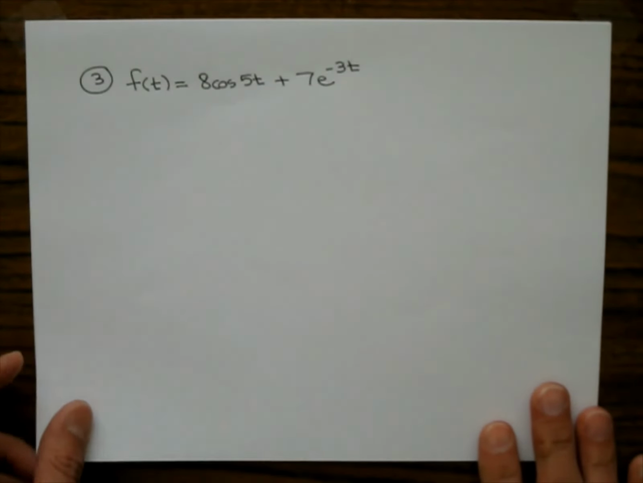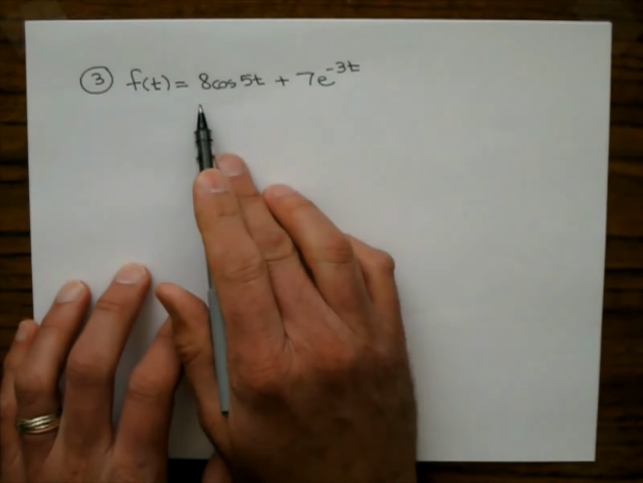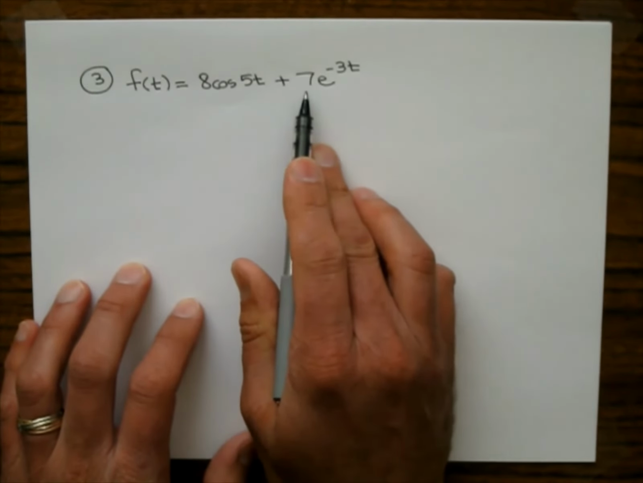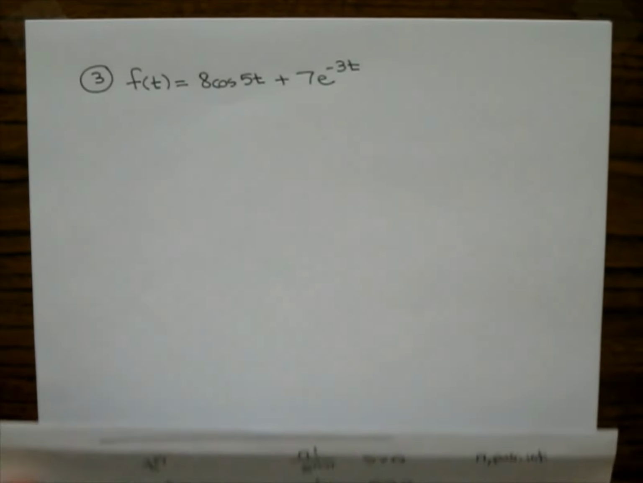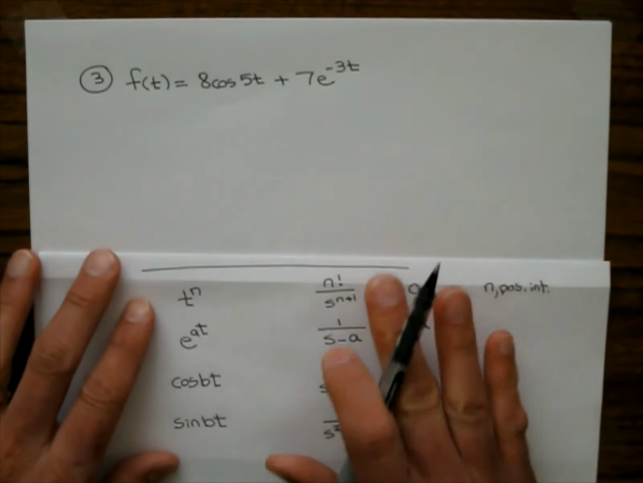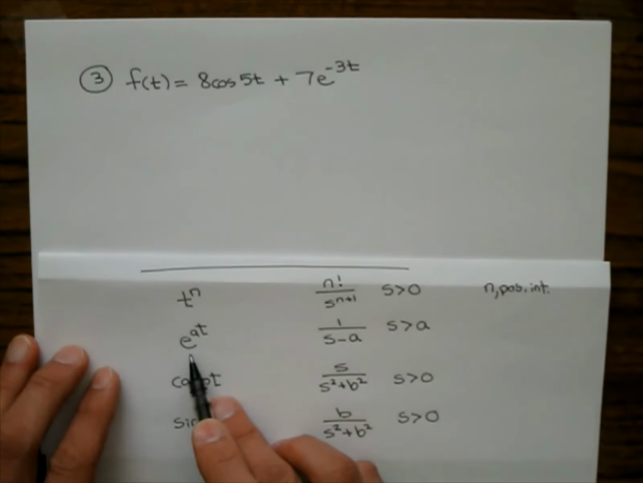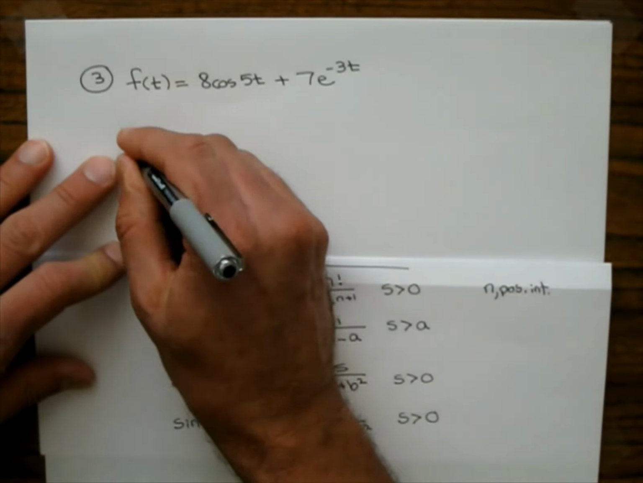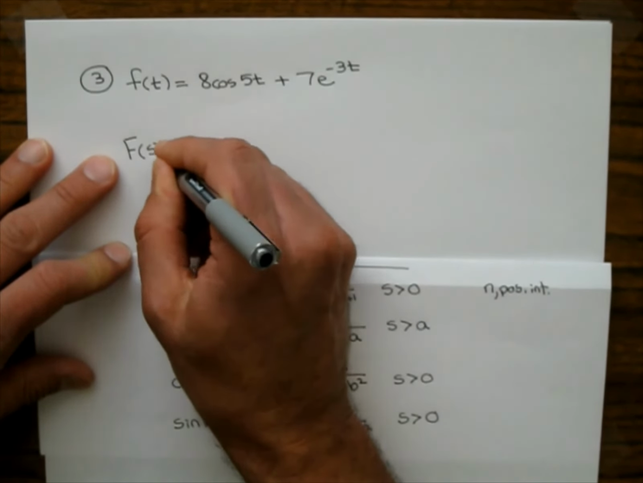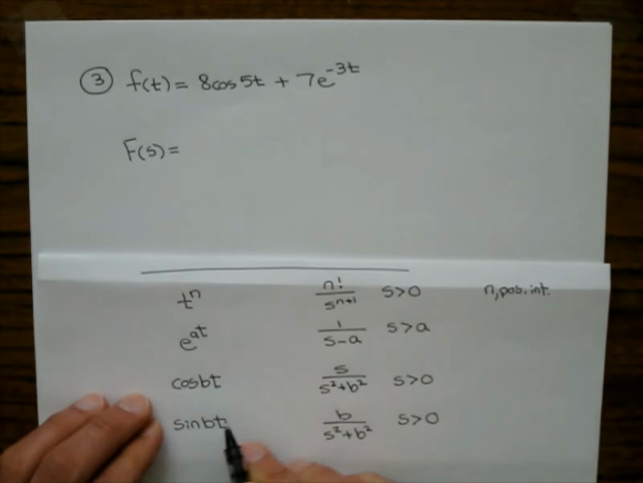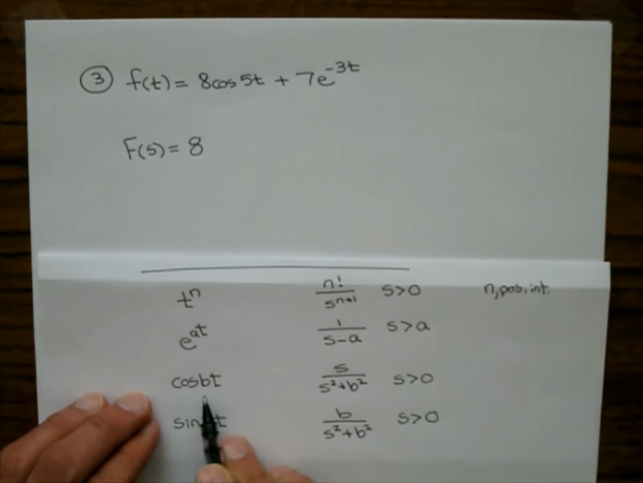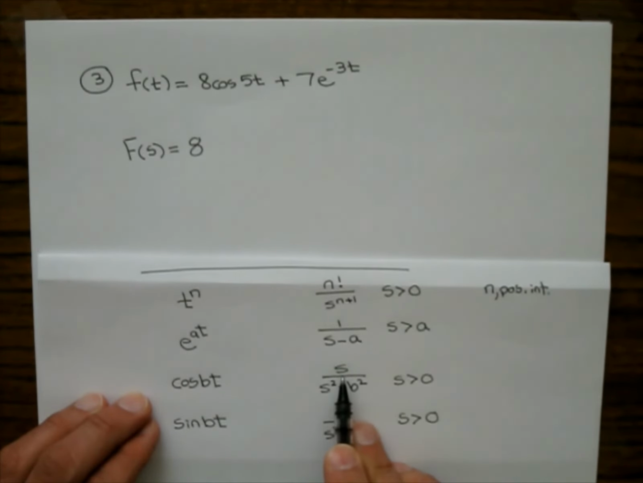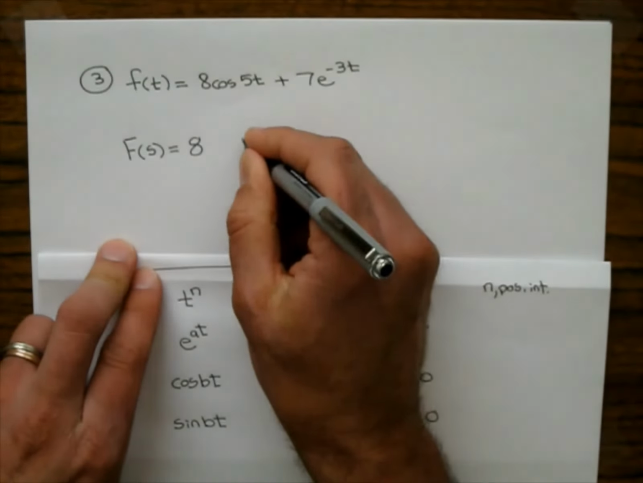Problem number 3 looks like this. We have 8 cosine 5t plus 7e to the negative 3t. So let's go ahead and see what we're going to do here. Here are the Laplace shortcuts. We're going to be using the cosine, and we're going to be using the e to the at. So the cosine, let's just jump right into this. F of s is, I have an 8 there, so I'm going to put the 8 right there, and this is cosine 5t, so playing the role of b is 5, so I'm going to write this as s over s squared plus 5 squared.